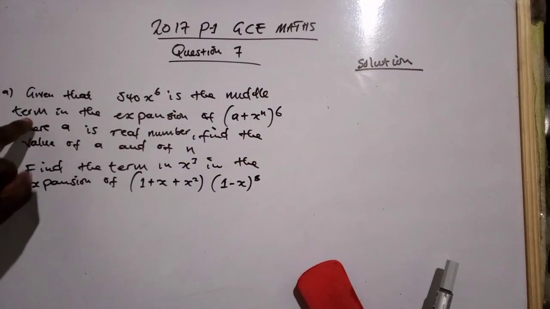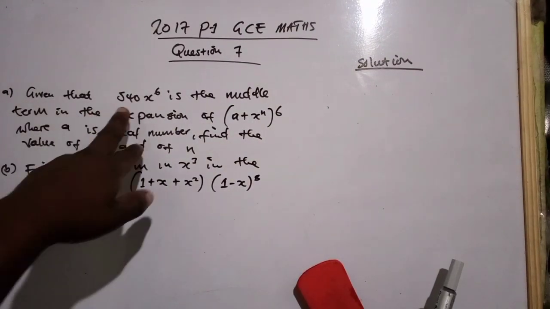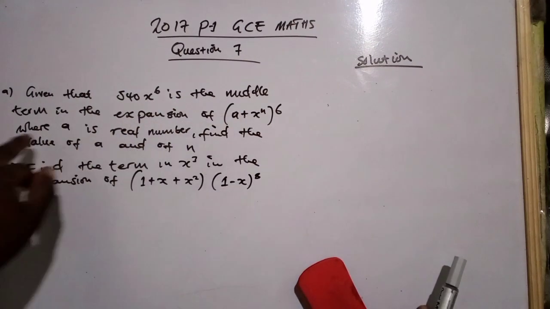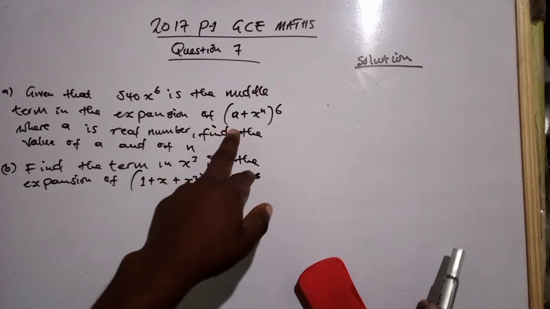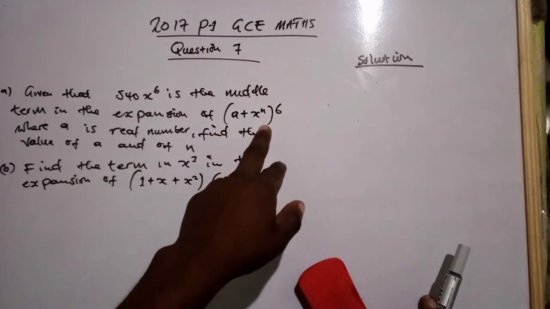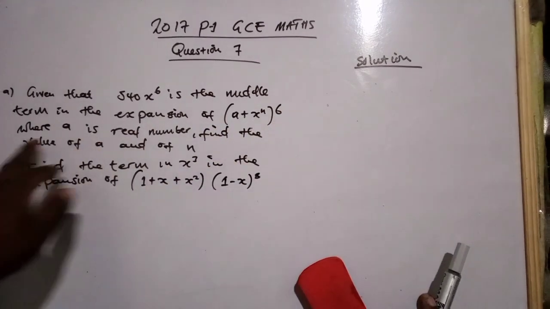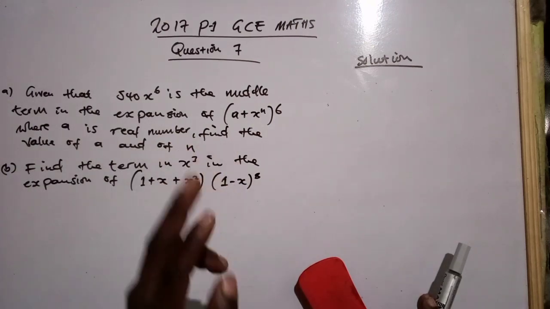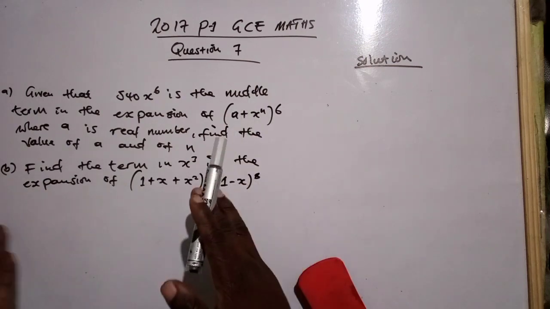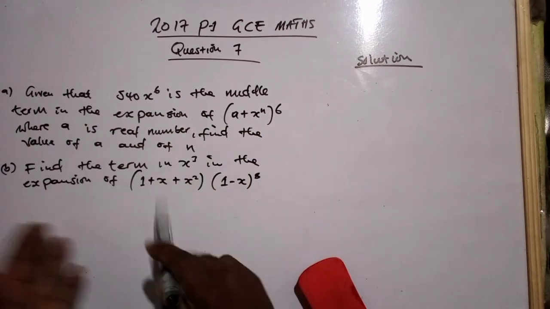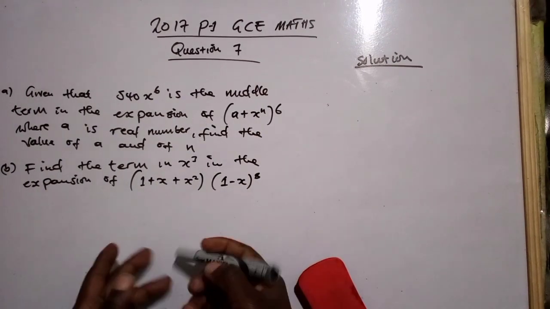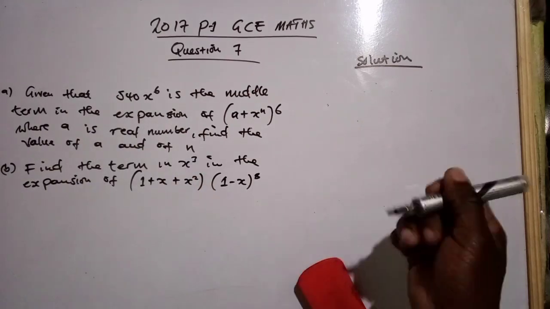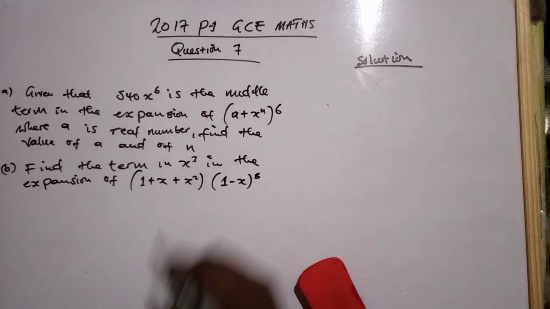And the question is: it is given that 540 x to the power 6 is the middle term in the expansion of (a + x^n)^6, where a is a real number. Find the value of a and of n. This topic comes from binomial theorem, so to find the values of a and n, you must know the formula of binomial theorem.